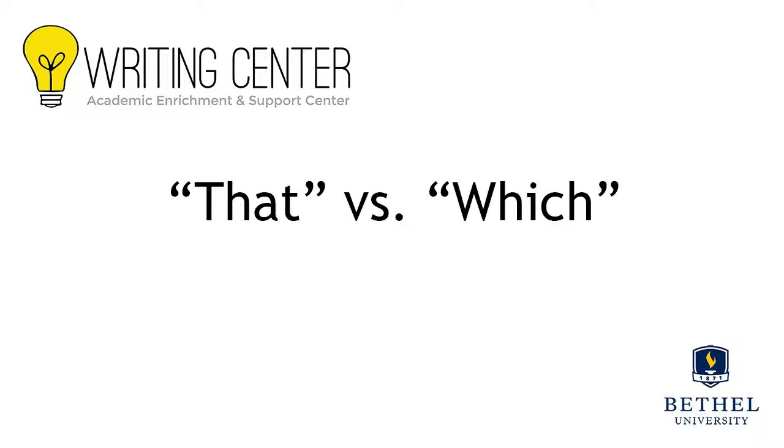So let's look at how this applies to using that. If we put the bridge verb think in a sentence, we could say, I think that it's going to snow in April this year. But is it necessary to use that? No. You can make your sentence more concise by saying, I think it's going to snow in April this year, and the meaning of the sentence will not change.